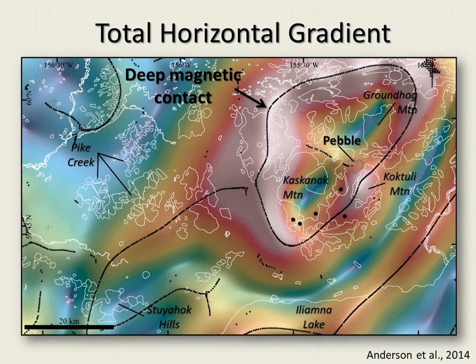If we were to take a look at the total horizontal gradient of this upward continued data, that's what we're looking at here. The high gradient maps a relatively deep magnetic contact that runs along here. This deep magnetic contact encompasses the Middle Cretaceous hydrothermal systems down here, including the Pebble deposit, and extends continuously well north of Groundhog Mountain. This deep magnetic contact may be the footprint of our porphyry copper system down here.